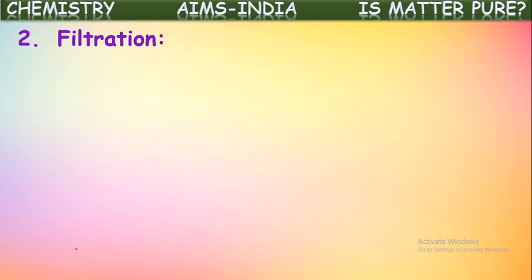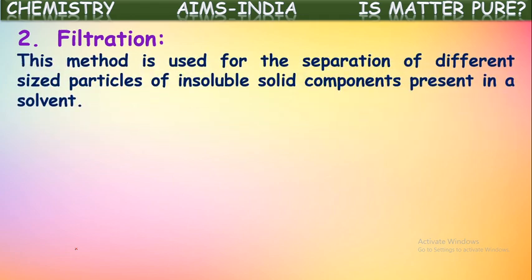Next one, filtration. Filtration is also one of the techniques used for the separation of solid-liquid mixtures. In this, the solid component is spread in the liquid, but it is immiscible, or it won't dissolve into that liquid. In that case, this filtration can be used. This method is used for the separation of different sized particles of insoluble solid components present in a solvent.